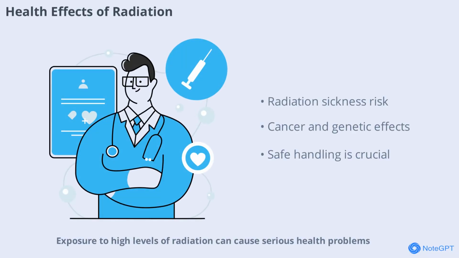Exposure to high levels of radiation can cause serious health problems, including radiation sickness, cancer, and genetic mutations. The effects depend on the type, amount, and duration of exposure. While small amounts of natural background radiation are generally harmless, accidents or improper handling of radioactive materials can be dangerous. Understanding these risks helps us use radioactive materials responsibly and safely.